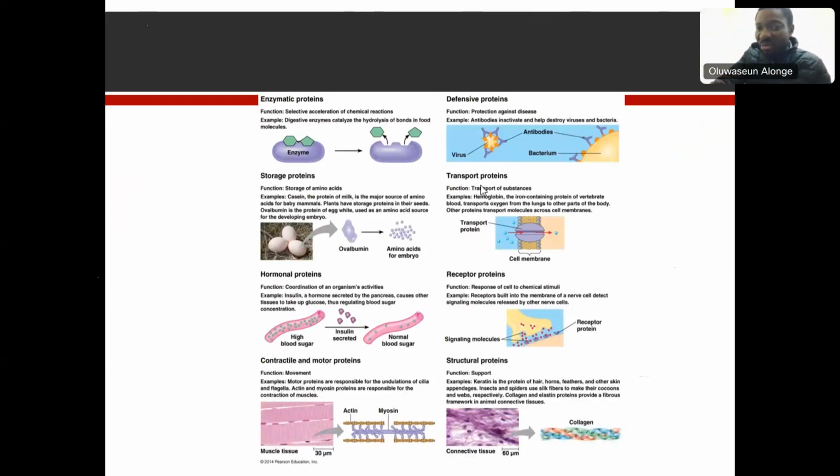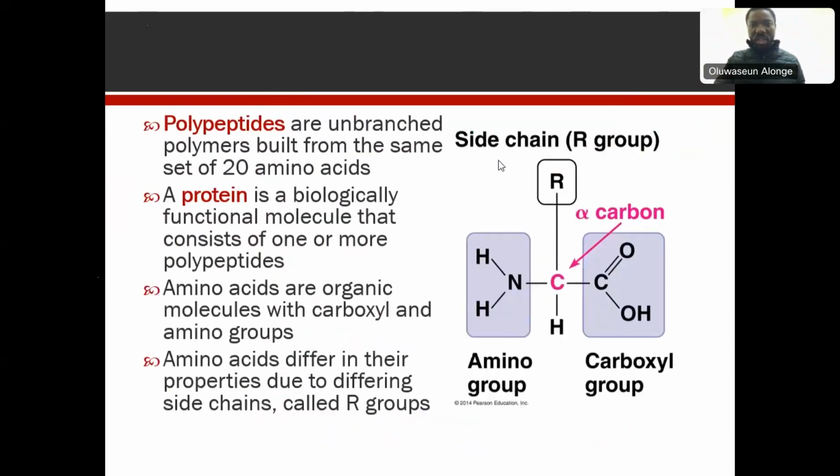Then we talk about defensive proteins. We'll talk about the antibodies, transport proteins. You talk about the proteins that are responsible for transportation, aquaporins, glucose transporters, all of that. We talk about the receptor proteins that help to receive signals coming to a particular cell. We talk about structural proteins that give strength and resilience to the cell. We talk about collagen fiber when we get there. All right, so those are proteins and their types.